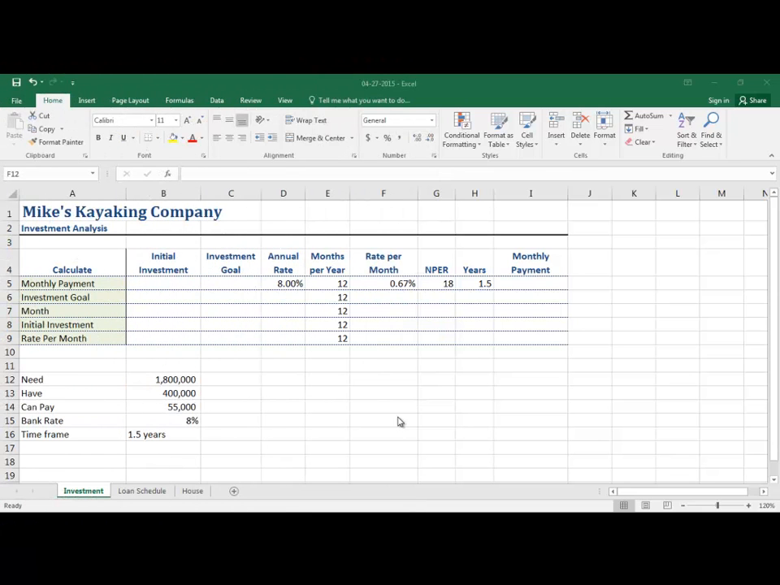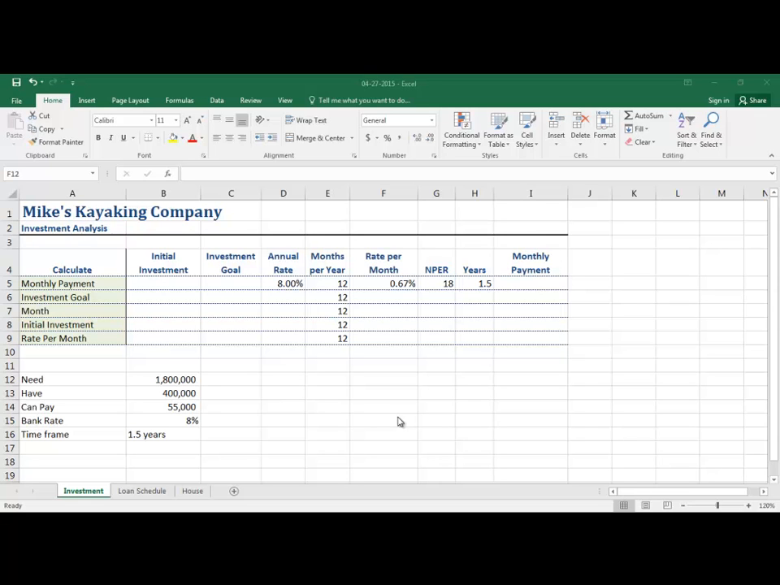Instead of using a loan for our business here, in this case we're going to save up money for a future investment. Our kayaking company here has designed a new boat, and we need a new factory to build this boat in. It's a very special boat, and we need to have this up and running within the next 18 months. We need to be starting our factory, or else we're going to be behind the competition.